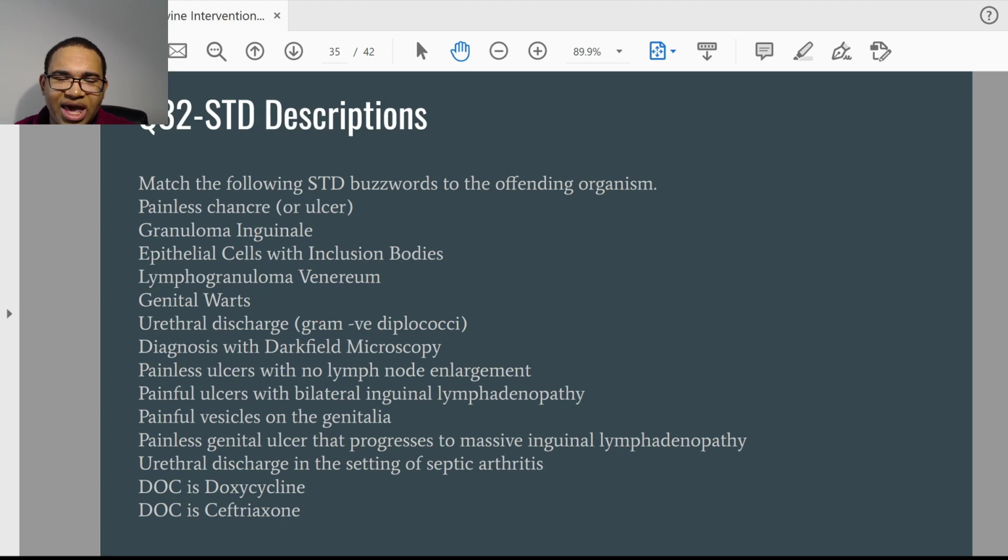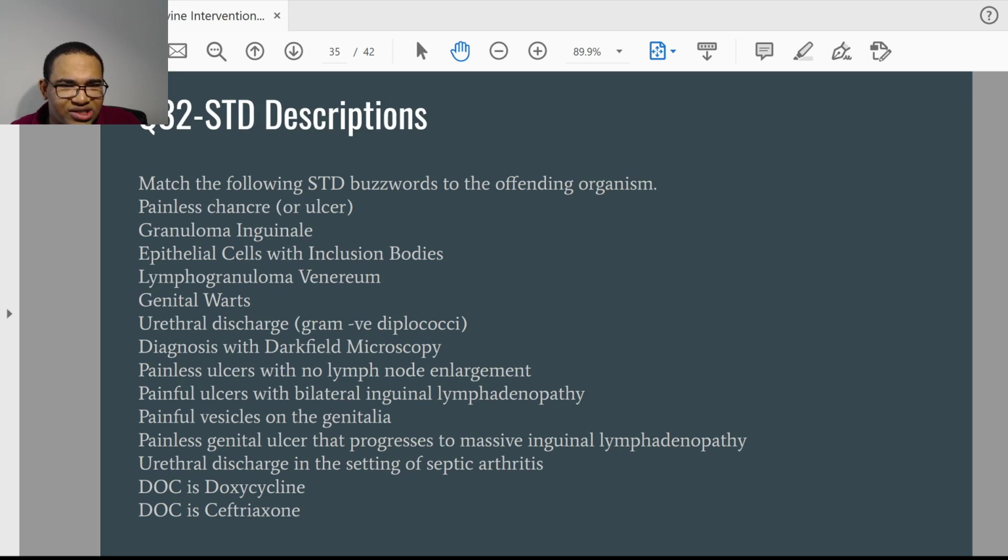Okay, now, epithelial cells with inclusion bodies, right? This is herpes, this is HSV. Lymphogranuloma venereum, we already talked about this. This is chlamydia. These are the L1, L2, and L3 serovars. And then genital warts, that's HPV. But remember, it's HPV 6 and 11. Remember, plantar warts are HPV 1 and 6. Genital warts are HPV 6 and 11.